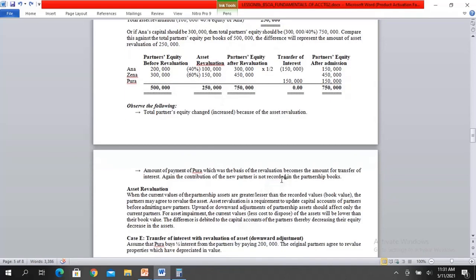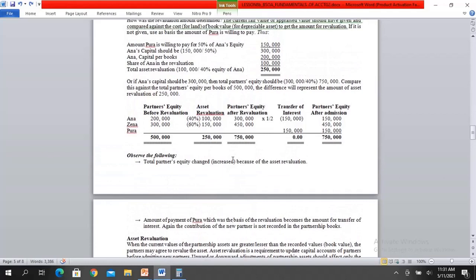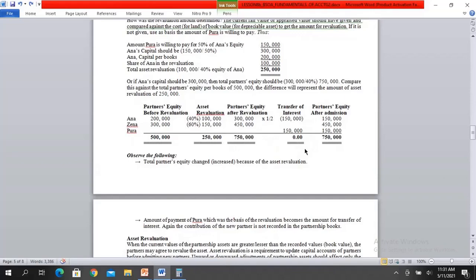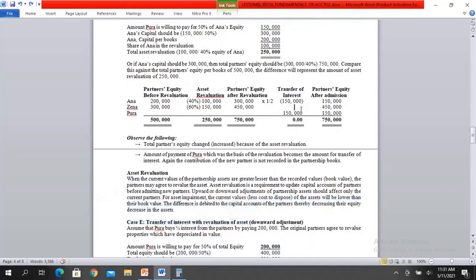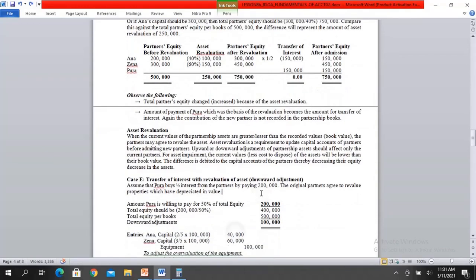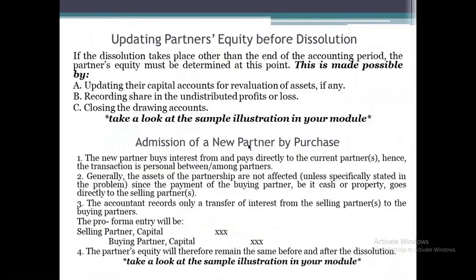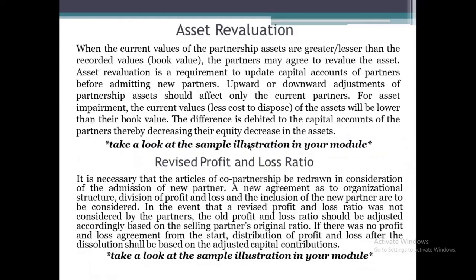Amount of payment of Pura, which was the basis of the revaluation, becomes the amount for transfer of interest. So, again, the contribution of new partner is not recorded in the partnership books. Yung 150,000 na binayad ni Pura kay Ana, na 150,000 yung cash, hindi yun mapupunta sa partnership. Mapupunta yun kay Ana, in exchange doon sa 150,000 na interest na transfer niya kay Pura. Ayan. Yun yung mga cases ng admission of a new partner by purchase.